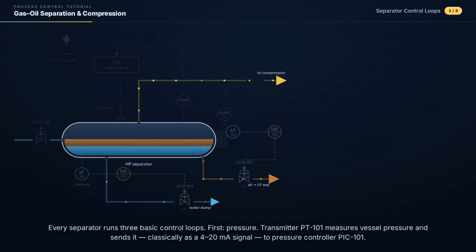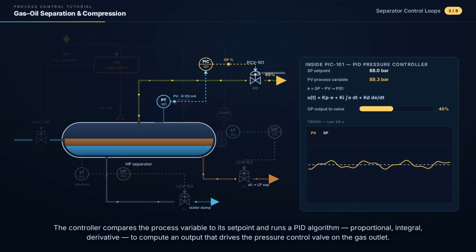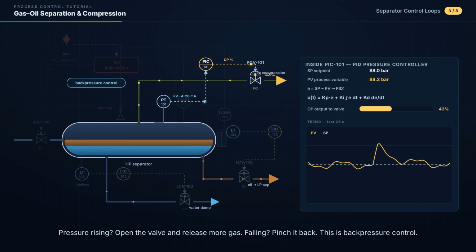Every separator runs 3 basic control loops. First, pressure. Transmitter PT101 measures vessel pressure and sends it, classically as a 4 to 20 mA signal, to pressure controller PIC101. The controller compares the process variable to its set point and runs a PID algorithm, proportional, integral, derivative, to compute an output that drives the pressure control valve on the gas outlet. Pressure rising, open the valve and release more gas. Falling, pinch it back. This is back pressure control.